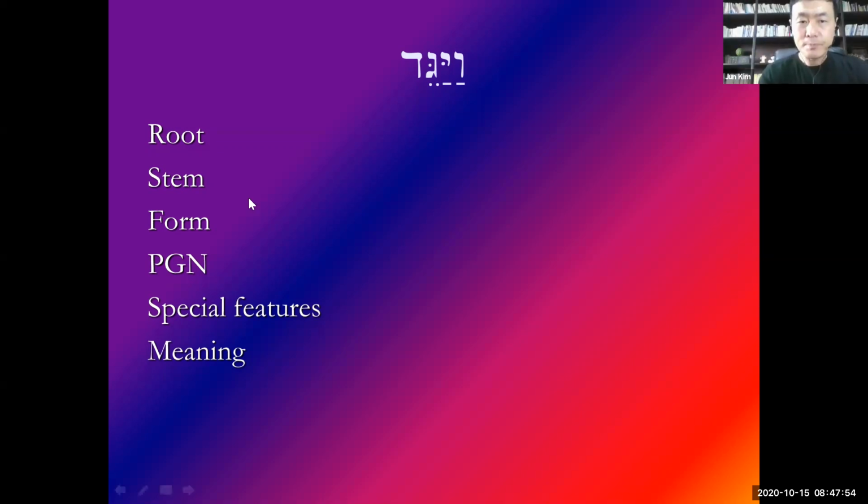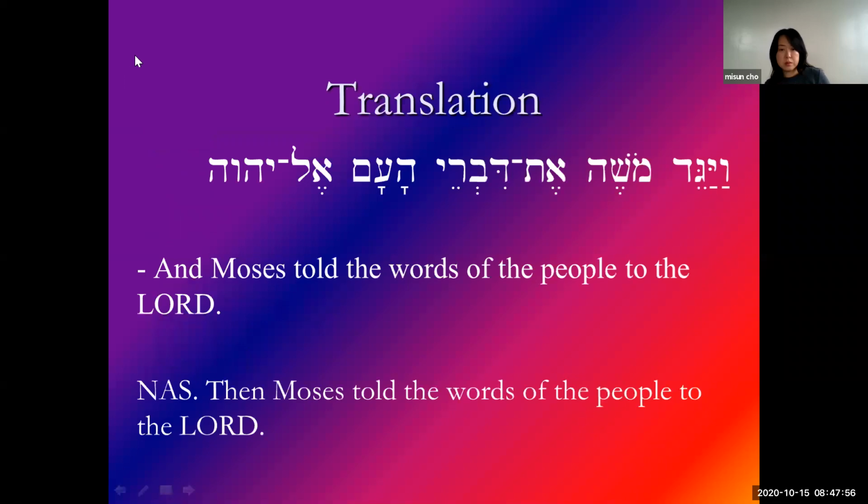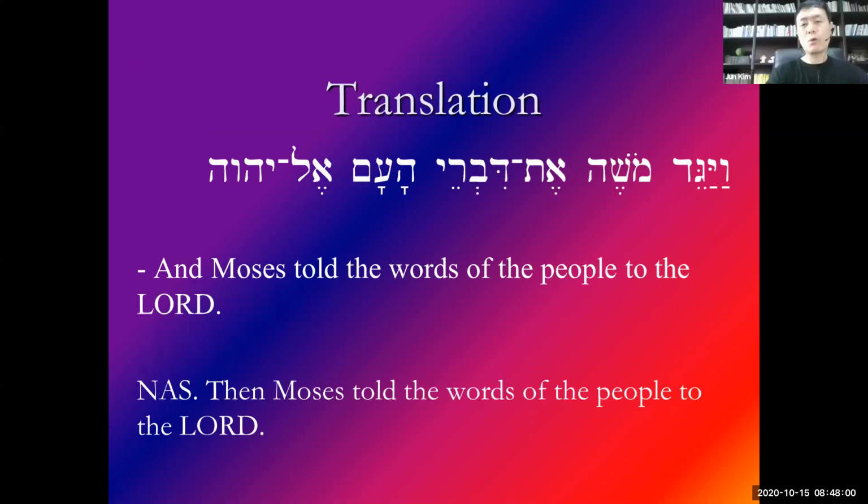Let me move on. So the translation: And Moses told the words of the people to the Lord. So it is used together with the meaning of tell, which is a part of the meaning of nagat, but you can say declare is okay too. Then, Moses told the words of the people to the Lord, NAS. So there is no really big difference.